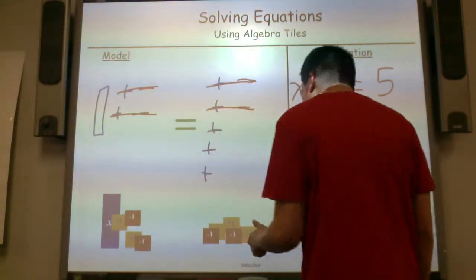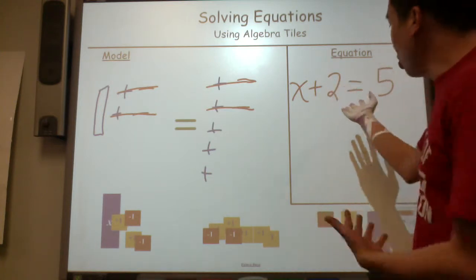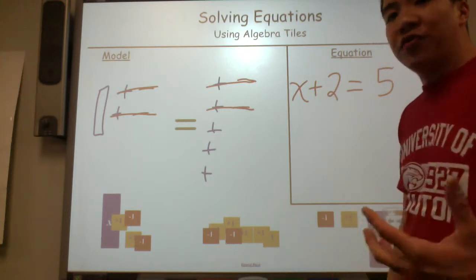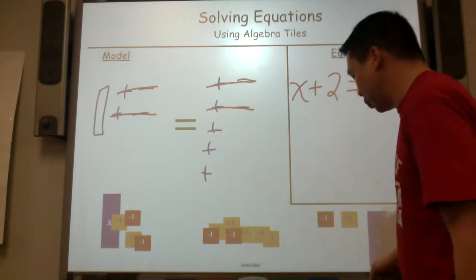Again, somebody say, I hate algebra tiles. I hate drawing. Why can't I just solve it? Of course, you could do this mentally. You could think it out. Oh, it's 3. 3 plus 2 is 5. But what if it was harder numbers? So I would like to teach you the correct algorithm on how to do it.